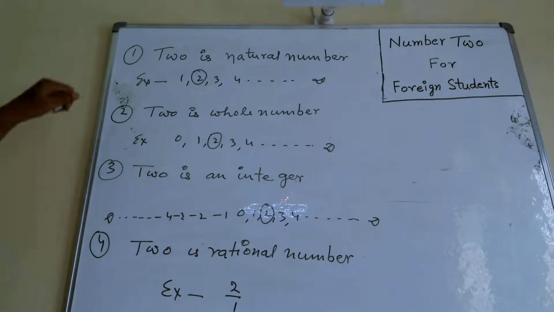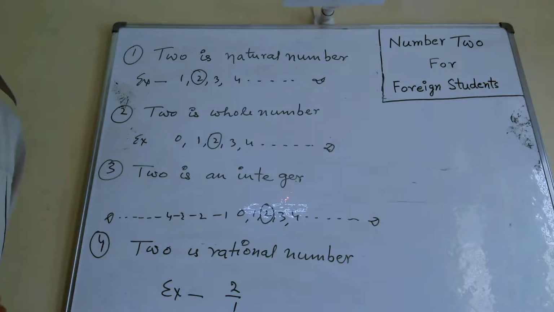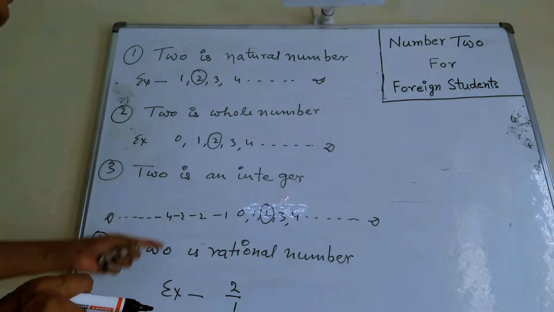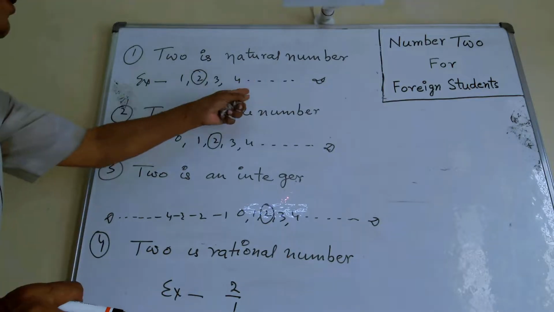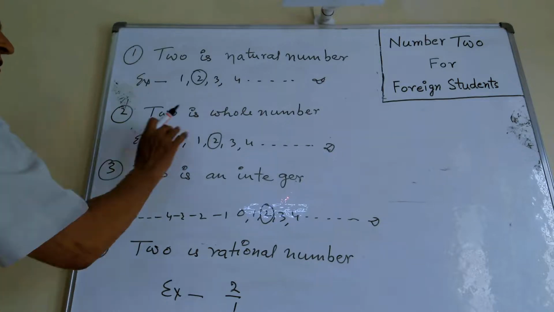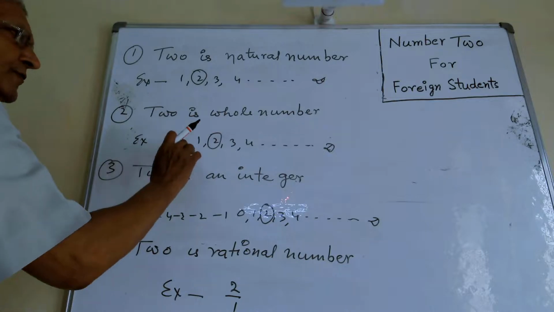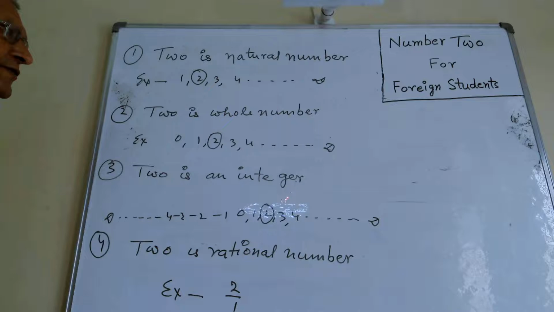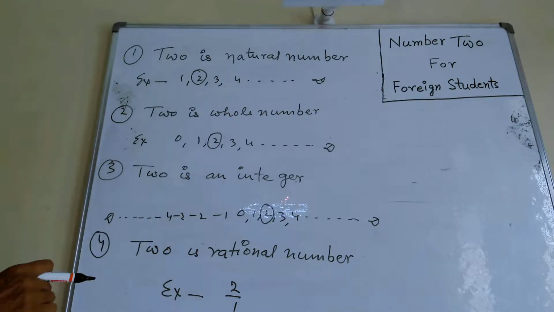Here first, 2 is a natural number. My dear students, you have already read 2 is a natural number. 1, 2, 3, 4, 5 up to infinity, all the numbers are natural numbers. 2 is on the second position. Second, 2 is a whole number. You have already read about the whole numbers: 0, 1, 2, 3, 4. All these are whole numbers. And 2 is in the third position in whole numbers.